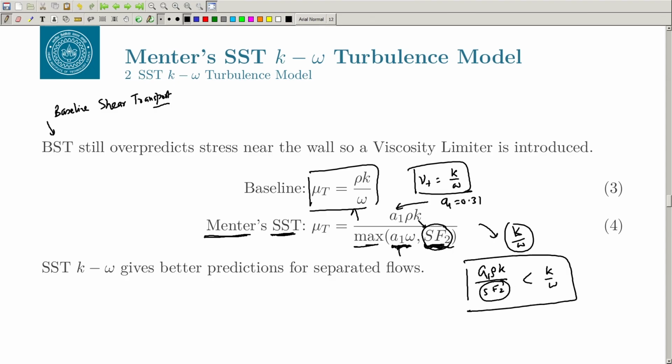We want to reduce the eddy viscosity in certain regions. So, this model gives better prediction for separated flows. In fact, this is one of the best models for flows with separation. So, this is very popular in turbo machinery flows, or wherever you have flows with high curvature, or you are expecting separation. In those flows you would like to use this Mentor SST model.